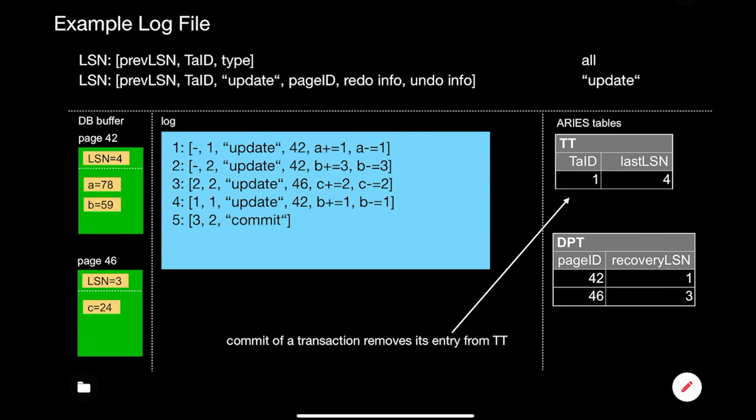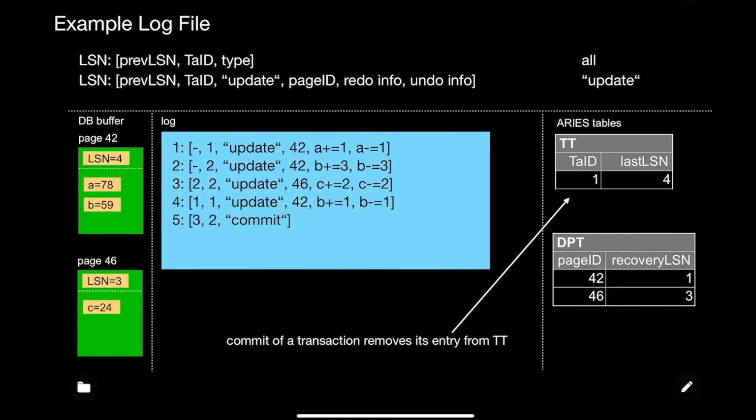Next entry is a commit for transaction 2, which means we remove it from the transaction table. Because it's not an ongoing transaction anymore, it's now committed, so we remove it. The semantics of the transaction table is just the ongoing transactions, so we remove it.